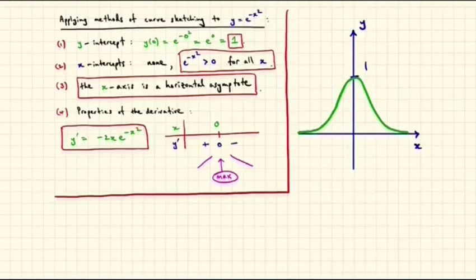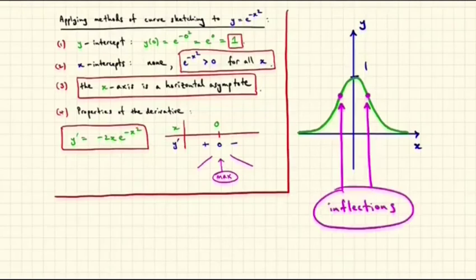To create this shape, there appear to be two natural inflections where the curve changes concavity, both to the right and to the left. The curve has natural symmetry about the vertical axis because e to the minus x squared doesn't change if you replace x by minus x. Really, it's an instance of an even function.